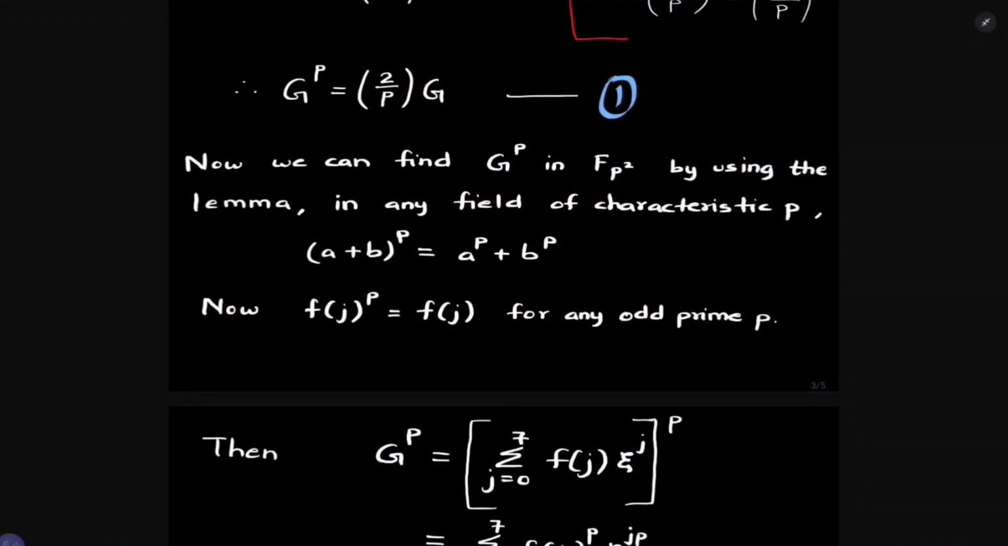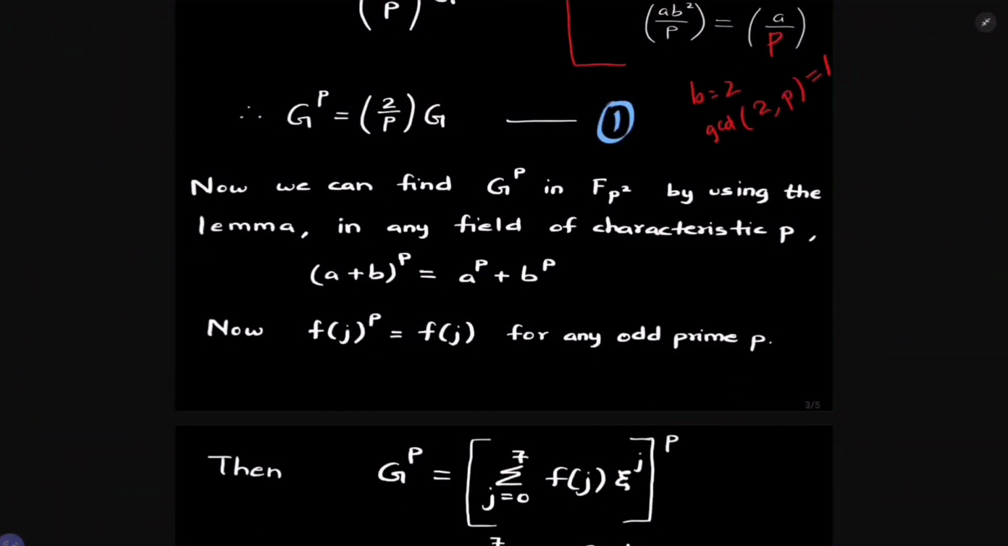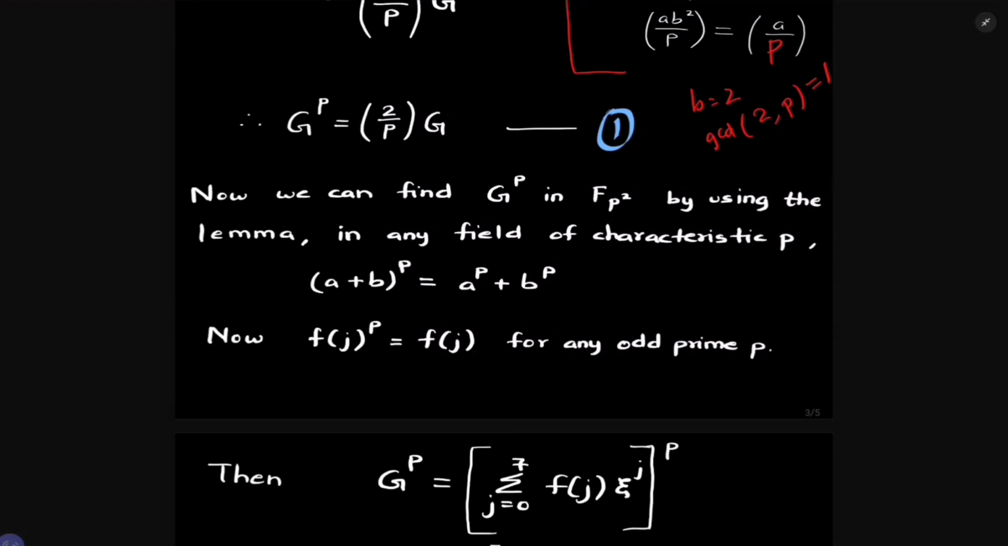Now, we are going to find g raised to p using another method, and that is by using a lemma. The lemma states that in any field of characteristic p, a plus b the whole raised to p equals a raised to p plus b raised to p. And this lemma is right after proposition 1.4 in the text. Now, f of j the whole raised to p equals f of j for any odd prime p. So let us check that.